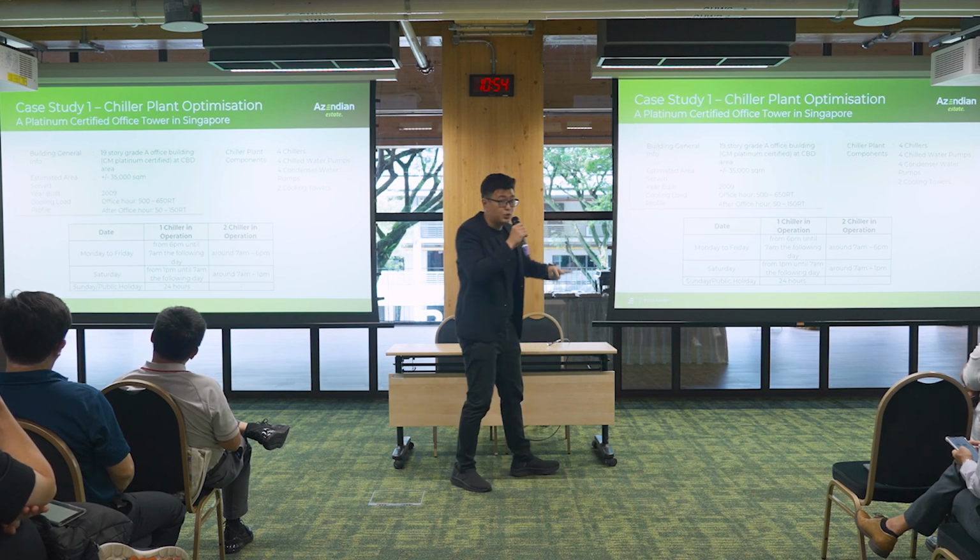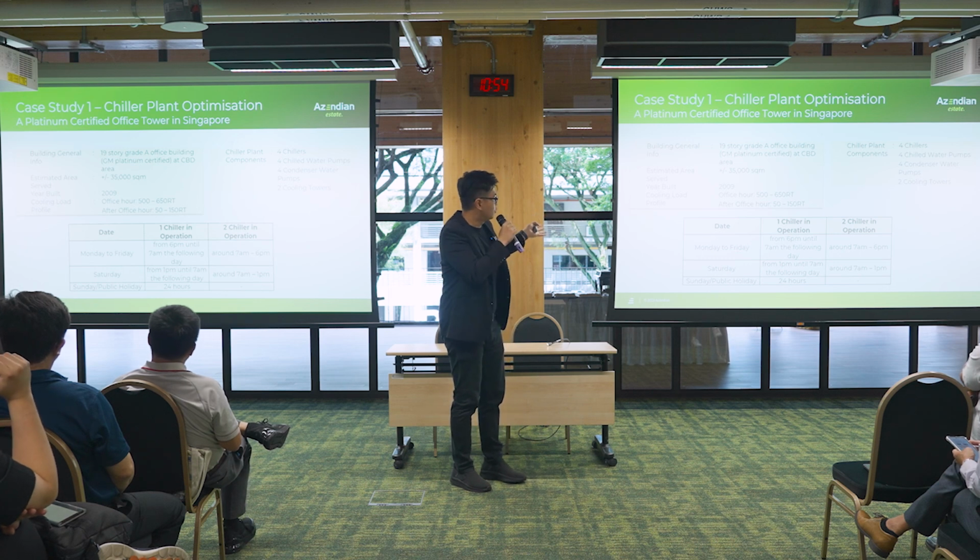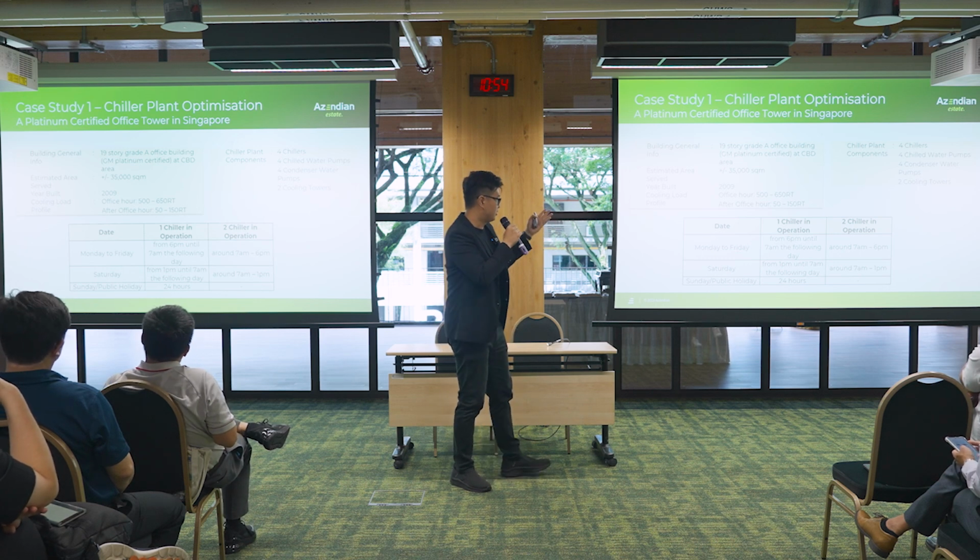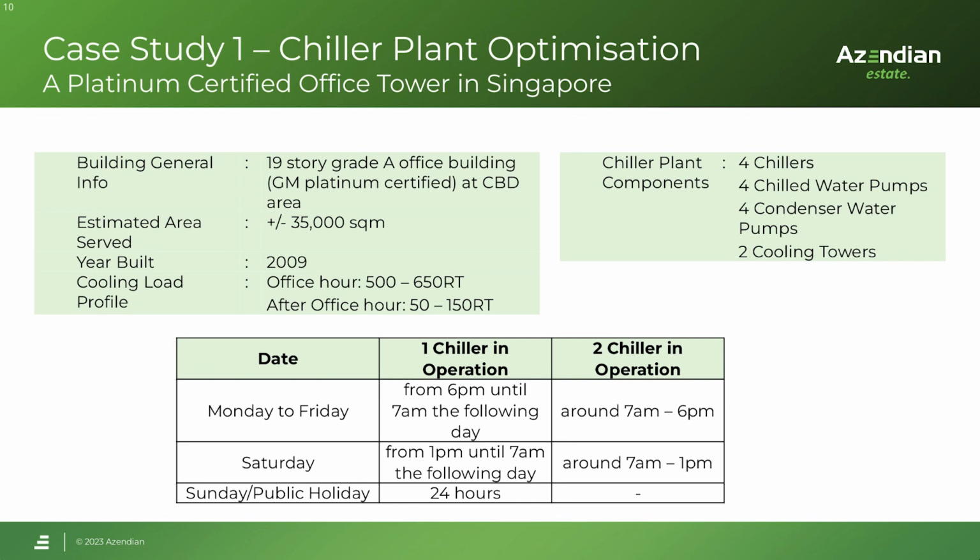Okay, so the building is cooled by a water-cooled chiller system. It consists of 4 chillers, 4 sets of pumps, 4 on the condenser side and 4 on the chilled water side, and also 2 towers.